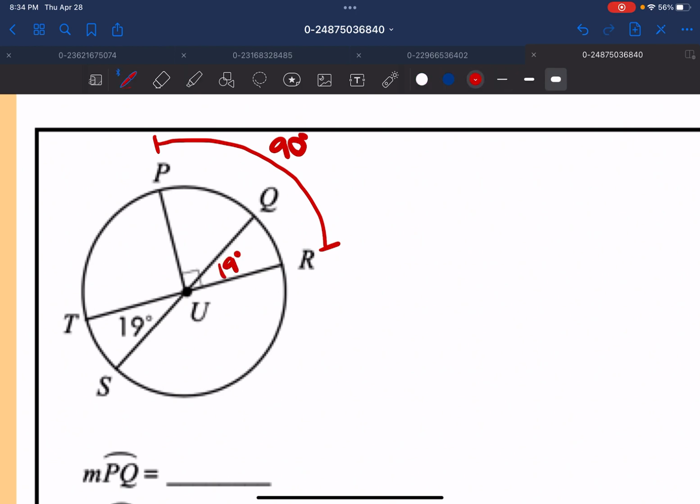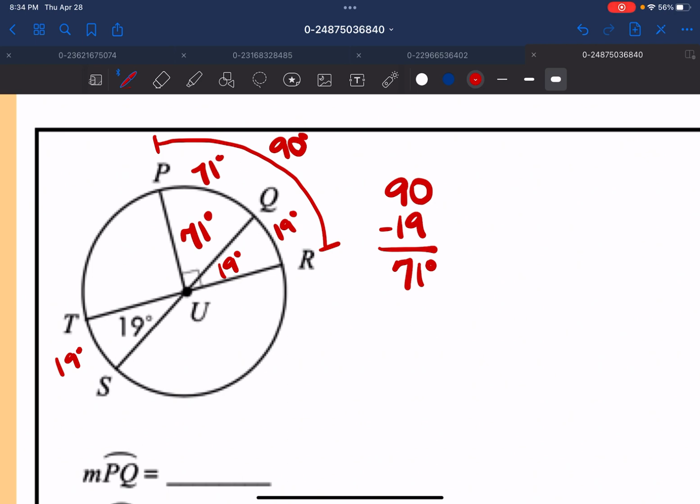which means arc QR is 19 because we have all central angles. We can go ahead and mark arc TS is 19 also. So if QUR is 19, we can subtract from 90 degrees with our 19, and that's going to leave us with 71 degrees to go in this angle, and also that arc.